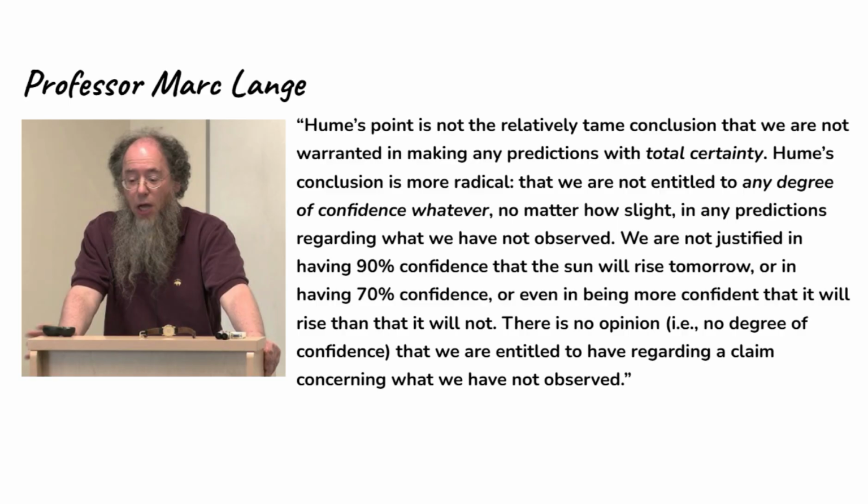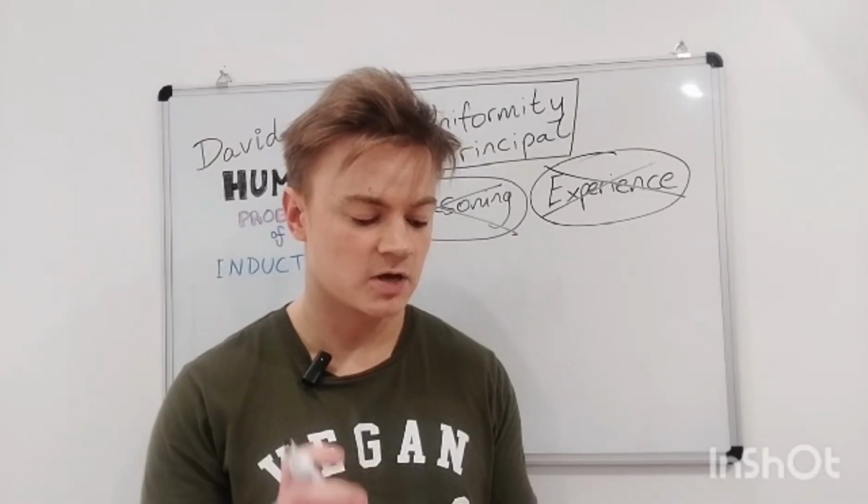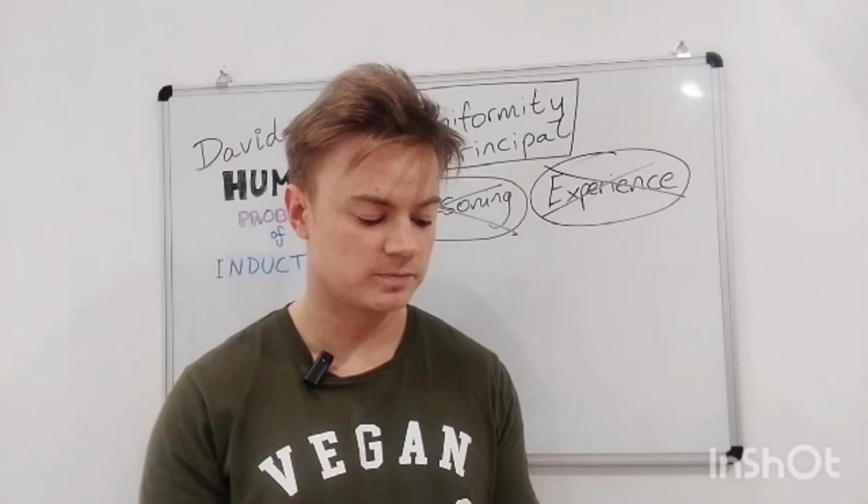I think Professor Mark Lang says it best when he writes, "Hume's point is not the relatively tame conclusion that we're not warranted in making any predictions with total certainty. Hume's conclusion is more radical, that we are not entitled to any degree of confidence whatever, no matter how slight, in any predictions regarding what we have not observed. We are not justified in having 90% confidence that the sun will rise tomorrow, or in having 70% confidence, or even being more confident that it will rise than it will not. There is no opinion, i.e. no degree of confidence, that we are entitled to have regarding a claim concerning what we have not observed."